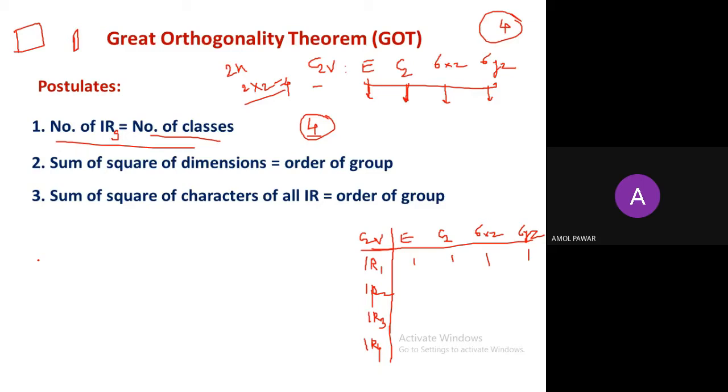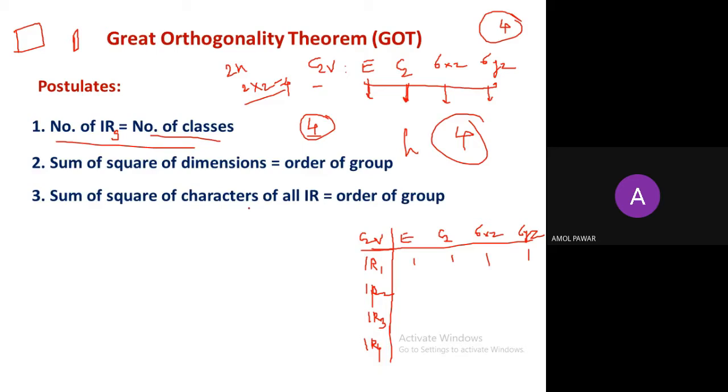Okay. Next, the second postulate is sum of square of dimensions is equal to order of group. Now, what is the order here? What is the order of the C2V point group? Order is nothing but the number of operations, which is equal to 4. Correct. And order is shown by small h.